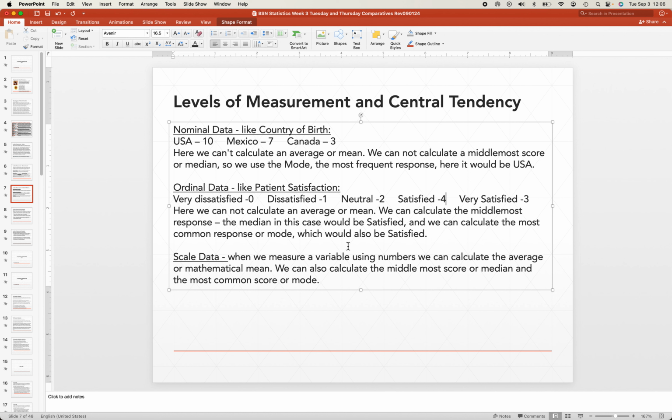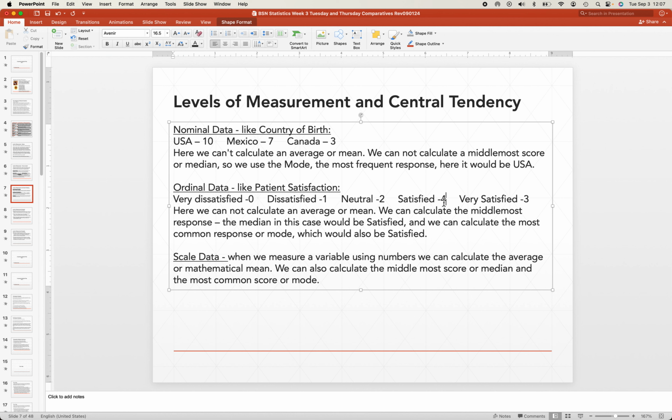But we can calculate the middlemost response. So if we put these all in order, we would find the middlemost response is satisfied, 4, because we have 3 who were very satisfied and 3 who were less than satisfied. So we can use our middlemost score, or the median, to describe this data. So it would be 4. We can also note the most common response or mode, and here again it would be satisfied. 4 is the most frequent.